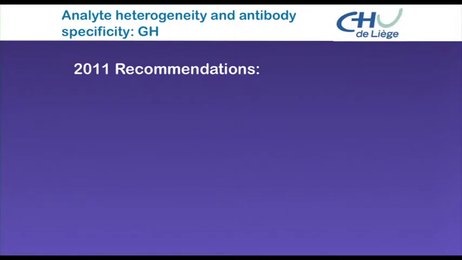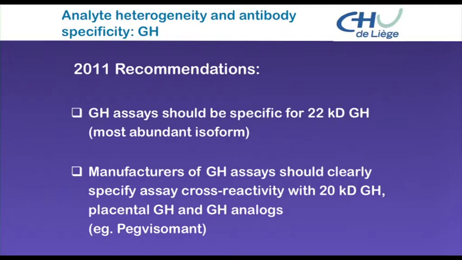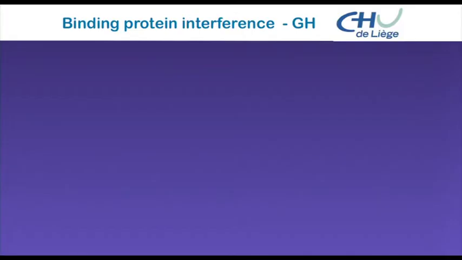So what should we recommend for the GH? All the assays should be specific for the 22 kilodalton GH, which is the most abundant form. So accordingly, this is very important for the manufacturer. Now, of course, as I mentioned, there are cross-reactivities with the different fragments and with the 20 kilodalton fragment. But if there is a cross-reactivity, the manufacturer should specify what is the cross-reactivity of the 20 kilodalton fragment.